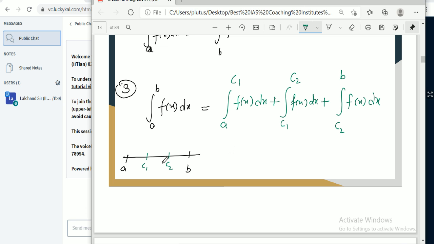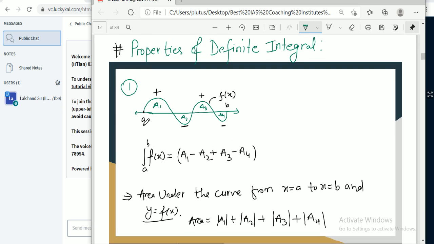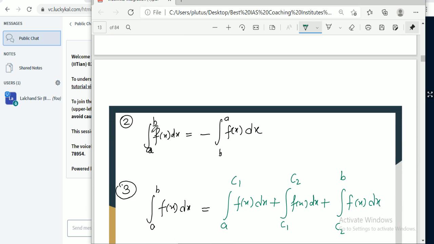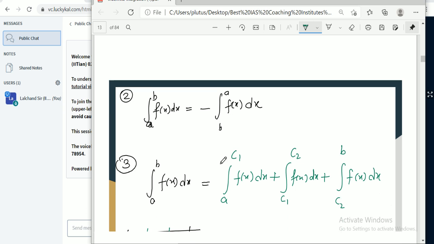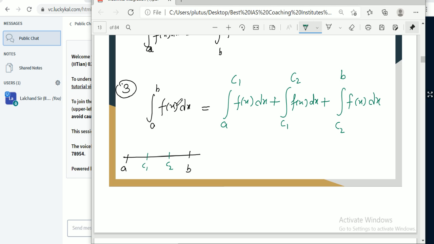Is there any doubt in these three properties? First property: area above the x-axis is positive, area below the x-axis is negative. Second property: integral a to b f(x) dx is equal to minus integral b to a f(x) dx. Third property: a to b f(x) dx equals a to c1 plus c1 to c2 plus c2 to b, where c1 and c2 are points in between a and b.